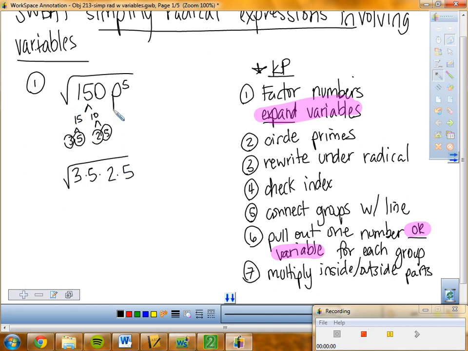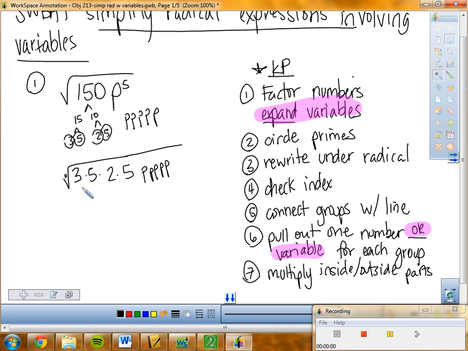Now, the part that's new is my expanding variables. Really all that means is p to the 5th is p 5 times. So I want to expand my variable 5 times. And that's also going to go underneath our root. So we have pretty much the prime factorization of our number and the prime factorization of our exponents. Now we want to check the index. Well, I don't have an index, so we understand that that means the index is a 2.